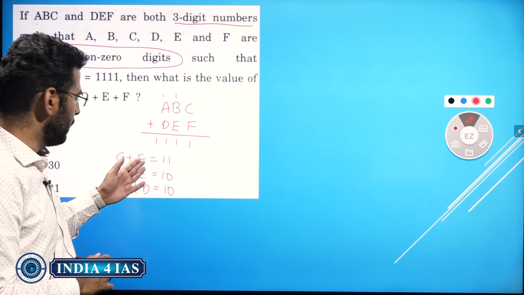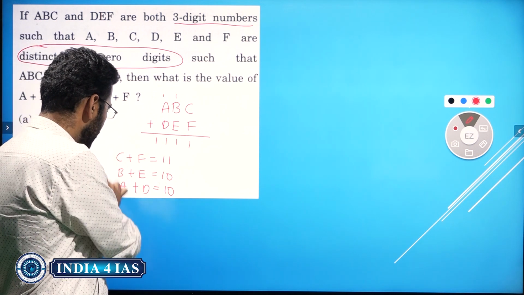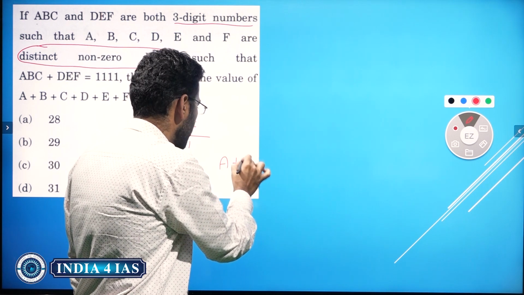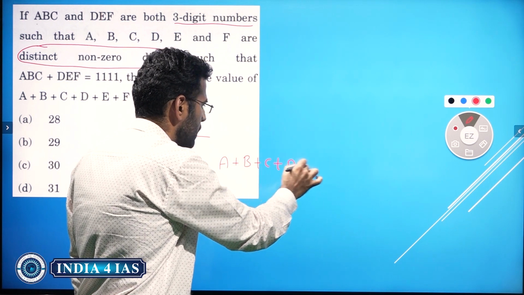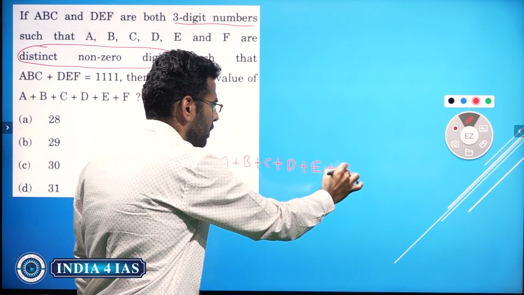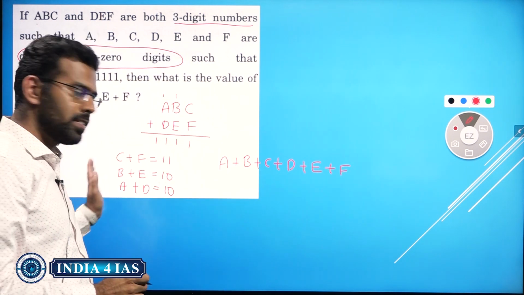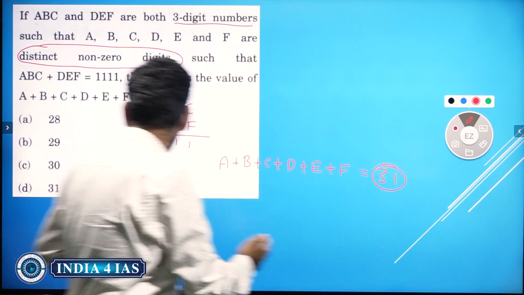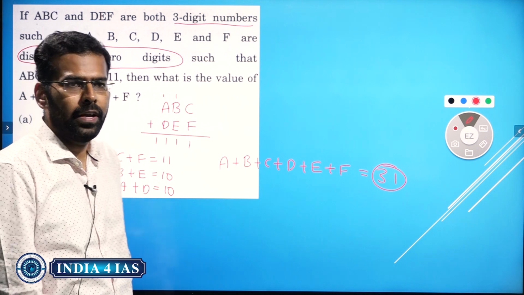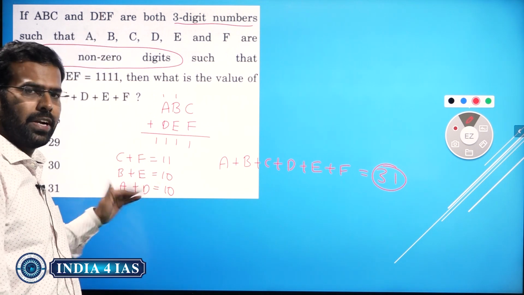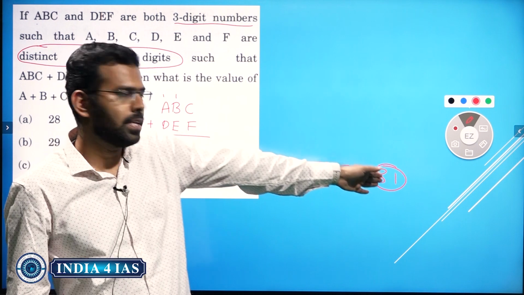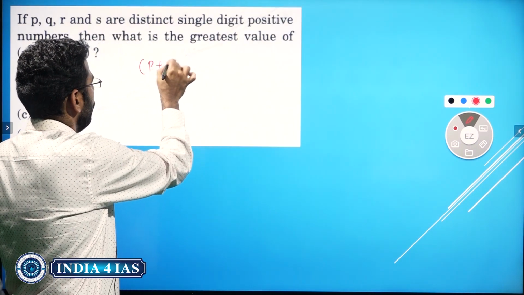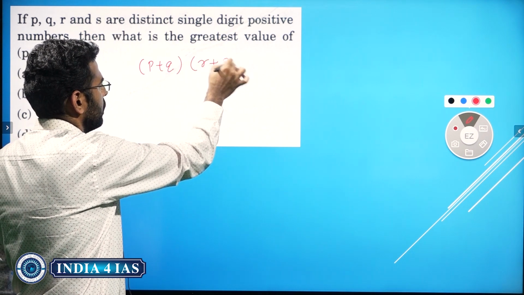Now, just imagine if you add the left hand side, then what will it become? A plus B plus C plus D plus E plus F, correct? So, if you add the left hand side, then what is the right hand side? 10 plus 10 plus 11, which is 31. Directly you will get the answer. So, when you have the equations, add the left hand sides, add the right hand sides, you get the answer directly.